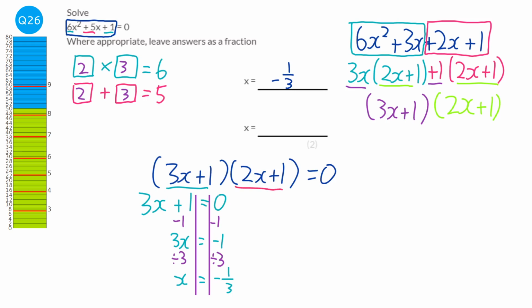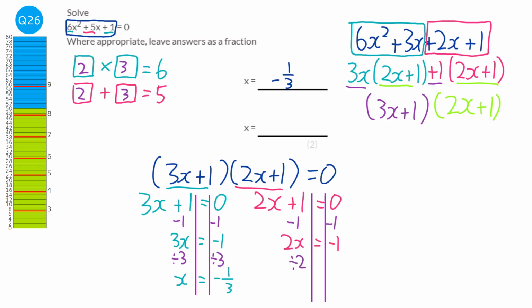Do exactly the same thing to the other side. So we've got 2x plus 1 equals 0. Get our solving lines in. Subtract 1 both sides and you get 2x equals minus 1. And then we're going to divide both sides by 2. We get x equals minus 1/2.